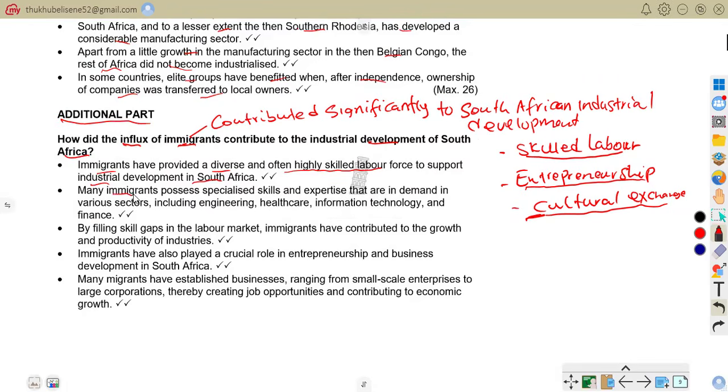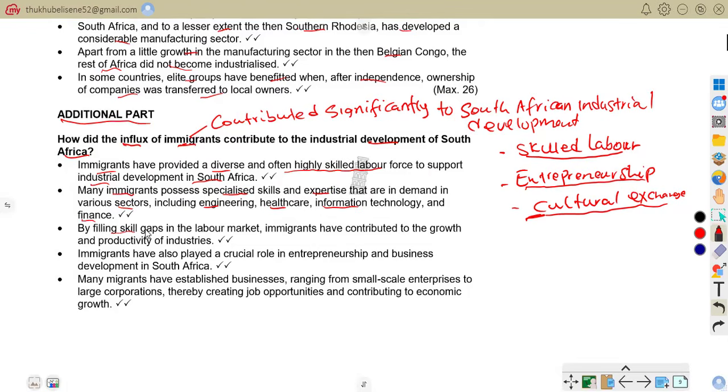Also, many immigrants possess specialized skills and expertise that are in demand in various sectors, including engineering, healthcare, information technology, and finance. So it is through the immigrants that those skills and expertise were possessed in various sectors, because they were lacking. But they came and tried by all means to contribute to and develop those sectors that were lacking when it comes to specialized skills.